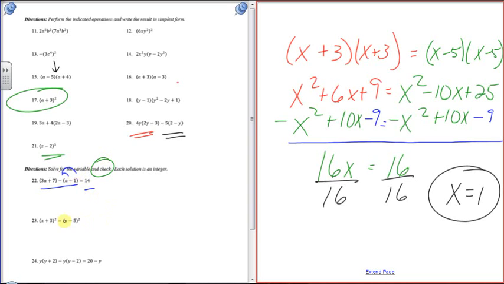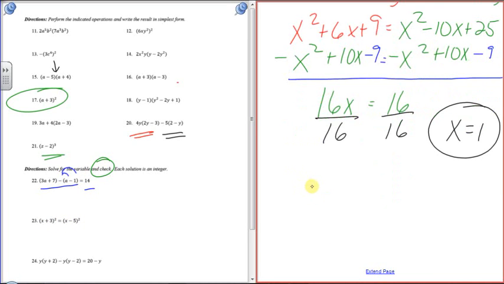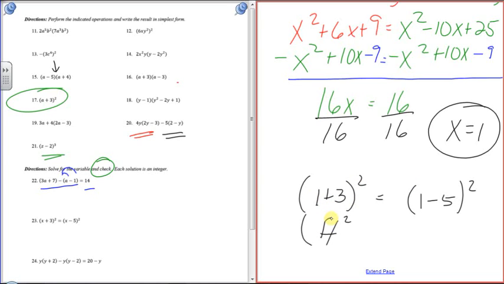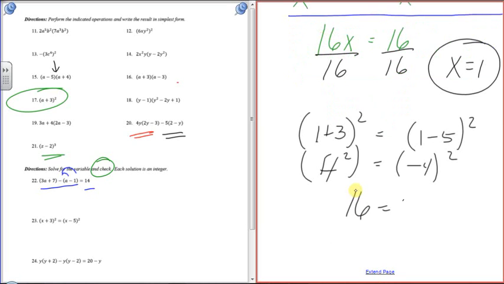Checking means we'd go back and we'd substitute that 1 in there. So I think I'm going to check this one really quickly. It should be pretty easy. 1 plus 3 squared equals 1 minus 5 squared. Let's see if that's true. That gives me 4 squared is equal to negative 4 squared. That gives me 16 equals 16. Bingo, we're good to go.